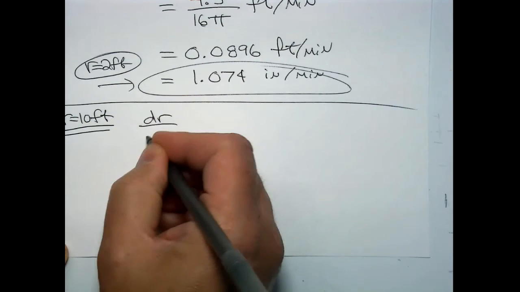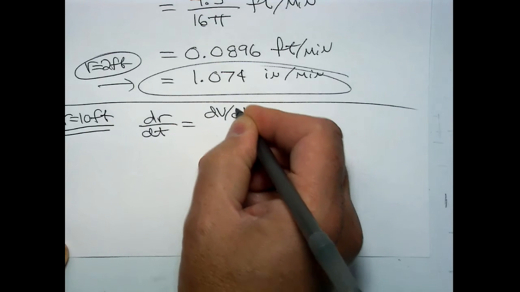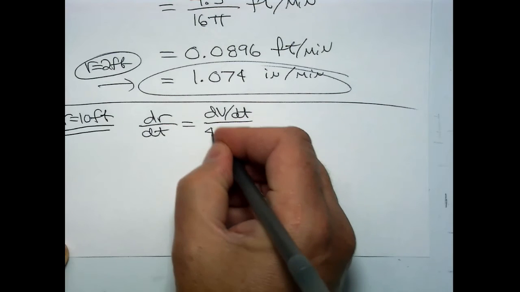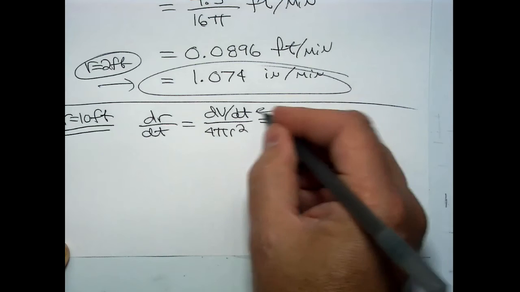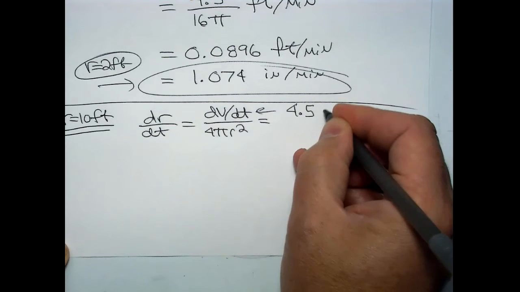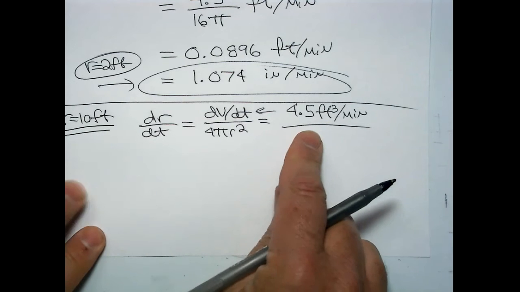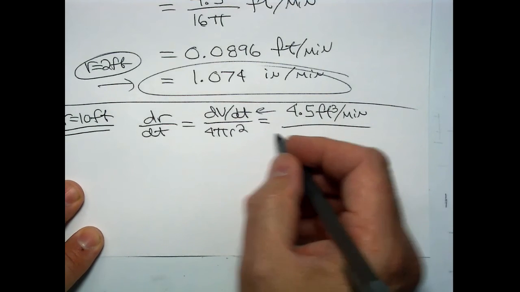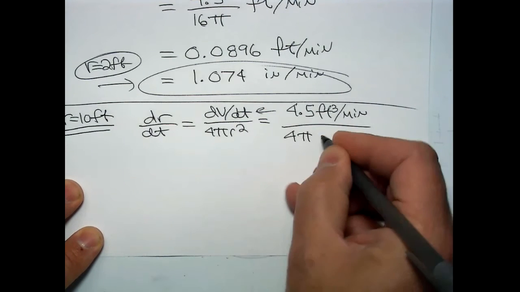Now, dr dt is the speed at which the radius is growing. It is calculated as dV dt, which is just a number, by the way. I've got that number, and it's over 4 pi r squared. Now, the number for dV dt, we've got it for all of the problems on this particular exercise. It's always going to be blowing air in at 4.5 cubic feet per minute. But later on, the balloon is much larger. It's got a 10-foot radius.